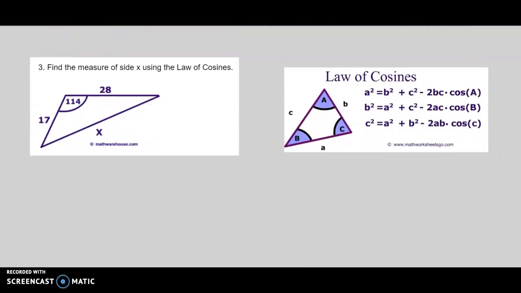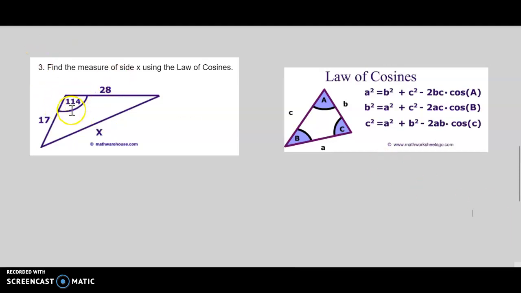So this one's asking you to use the law of cosines. So we're lucky here that it tells us to use the law of cosines. Sometimes they'll just give you a triangle and tell you to find x, and they don't tell you how to do it at all. But we know that this is either going to be the law of sines or the law of cosines because this is not a right triangle.